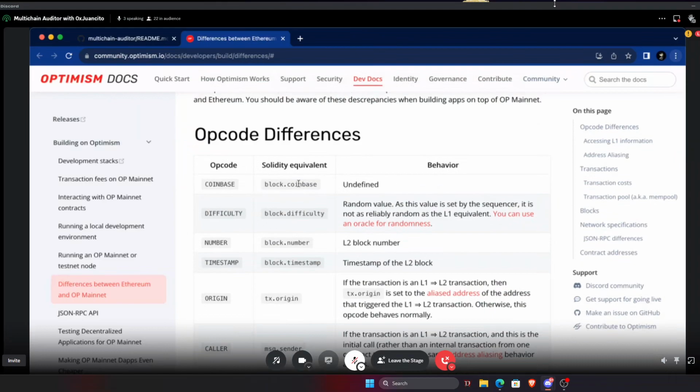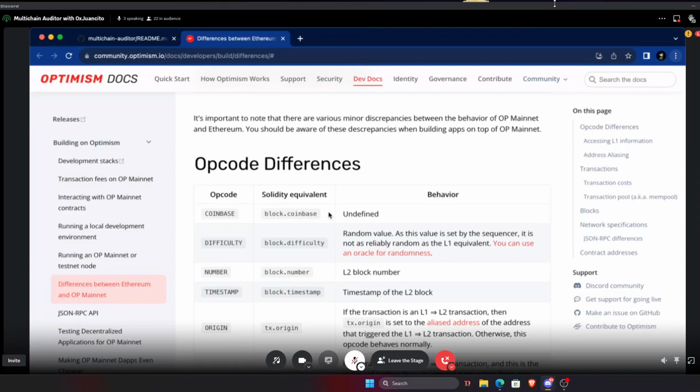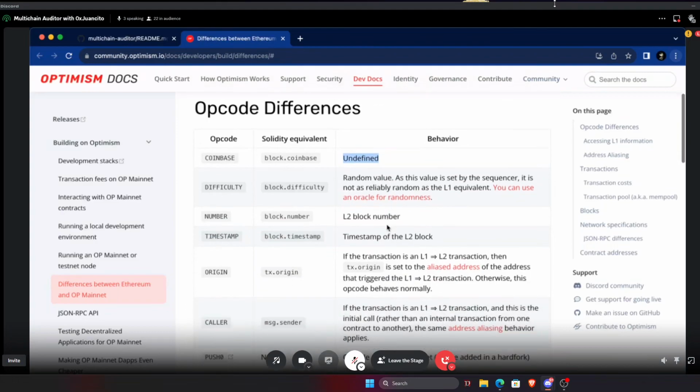And you can see some differences with Ethereum. For example, the Coinbase on Ethereum returns the Coinbase where the block was mined or validated or added, and in Optimism, it's undefined. You might not use this one, but you might use the block difficulty to create pseudo randomness on Ethereum. Not randomness, use an oracle for that. But in Ethereum, it might be more random or more reliable random than on a layer 2.